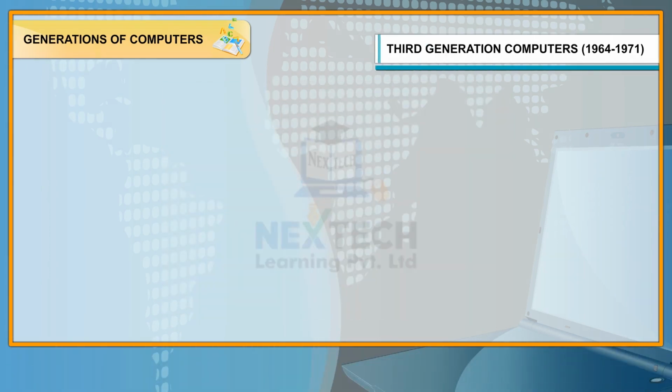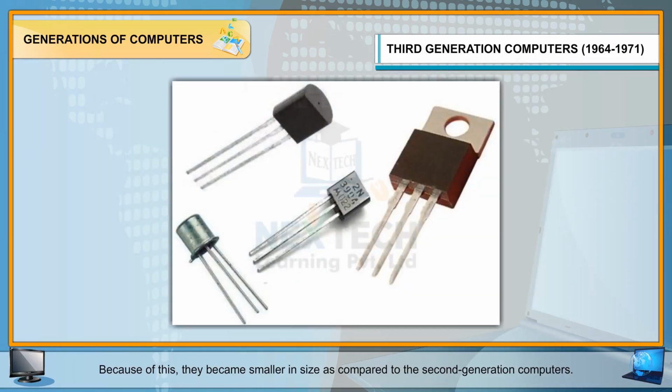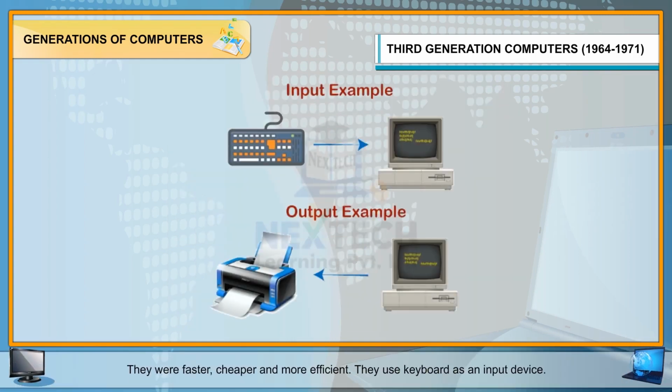Third generation computers, 1964 to 1971. In third generation 3G computers, the technology of integrated circuits, popularly known as chips, is used. A chip could contain thousands of transistors within it. Because of this, they became smaller in size as compared to the second generation computers. They were faster, cheaper, and more efficient.